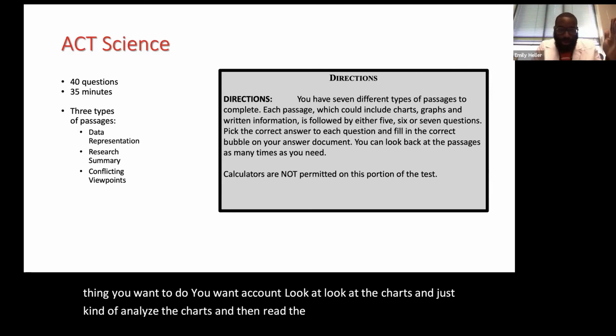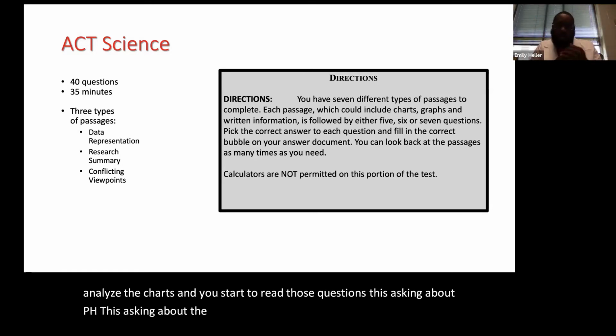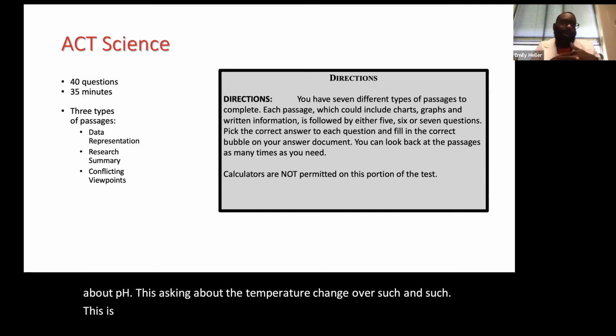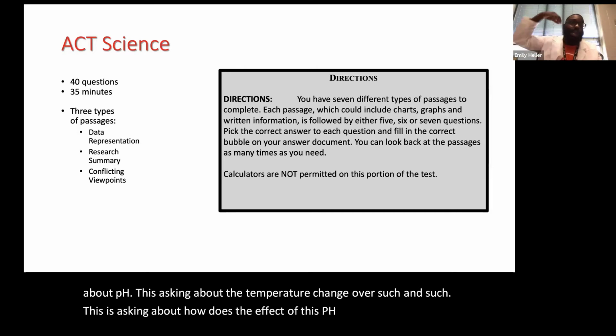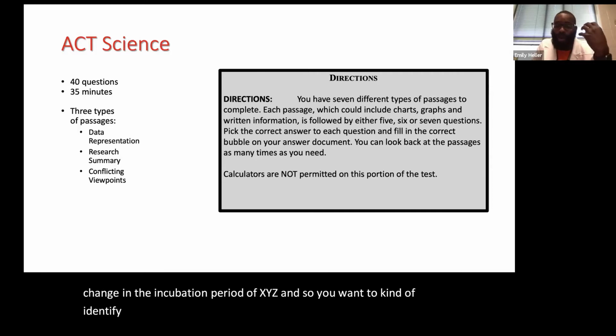Because when you analyze the charts and you start to read those questions, oh, this is asking about pH. Oh, this is asking about the temperature change over such and such. Oh, this is asking how the effect of this pH affects the overall change in the incubation period of X, Y, and Z. And so you want to identify what factors and what variables exist there.